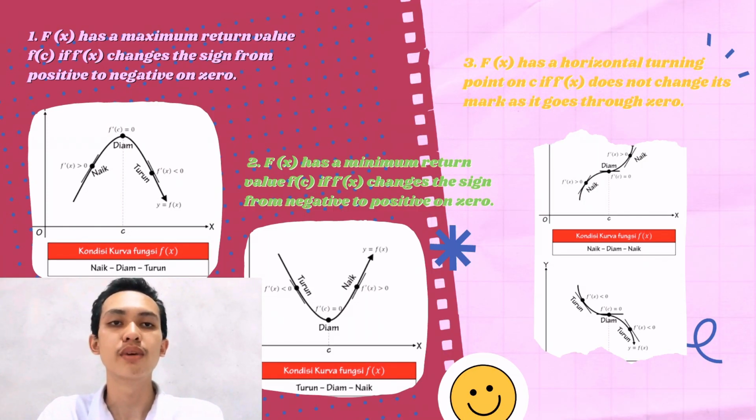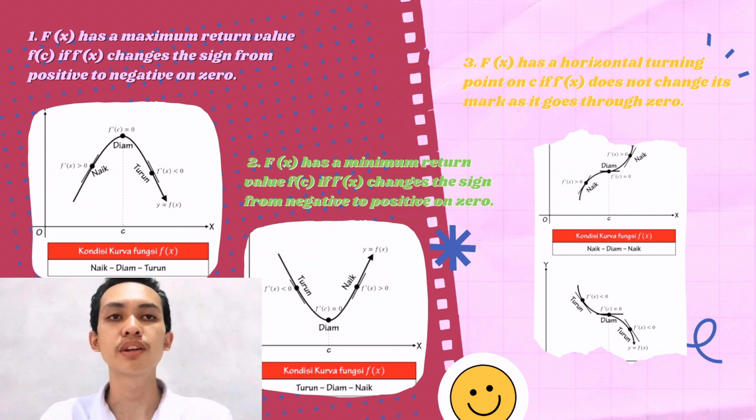1. f(x) has a maximum return value f(c) if f'(x) changes sign from positive to negative at c. 2. f(x) has a minimum return value f(c) if f'(x) changes sign from negative to positive at c. 3. f(x) has a horizontal inflection point at c if f'(x) does not change its sign as it goes through c. The geometric interpretation of this derivative test to determine what kind of extreme a function has can be viewed below.